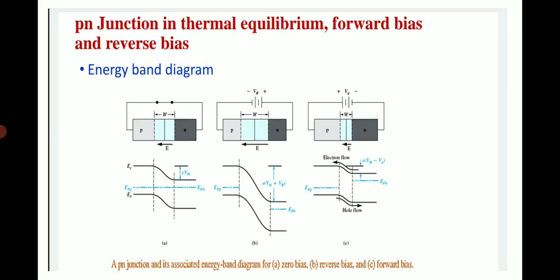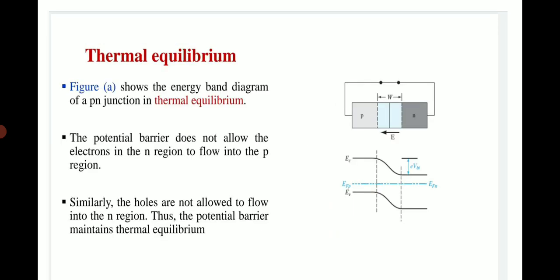Then next is the PN junction in thermal equilibrium, for forward bias and reverse bias. Let's see the energy band diagram. That is a PN junction energy band diagram for zero bias, reverse bias and forward bias. First is the zero bias. Second, in reverse bias, the depletion width increases, and third, in forward bias, the depletion width decreases. Let's see the previous diagram. Next, the thermal equilibrium.